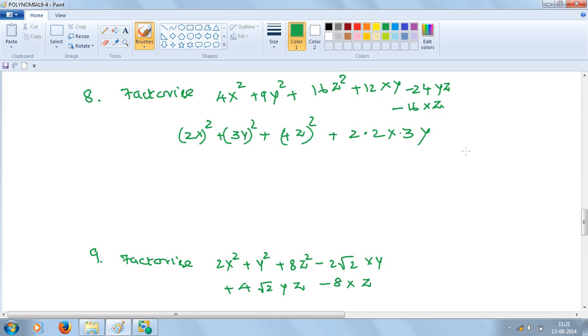Here minus is there. So we have to make some changes. So this yz is minus, xz is minus. So z should be minus. So instead of this 4z, we'll make it minus 4z the whole square.